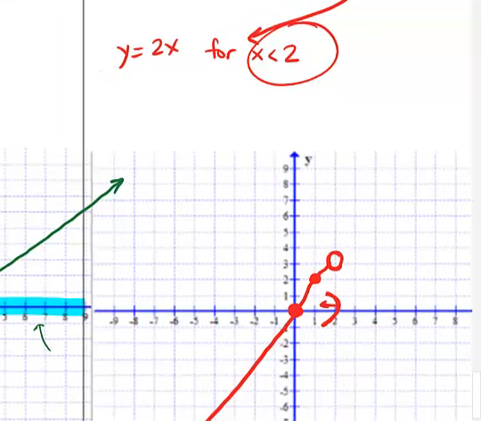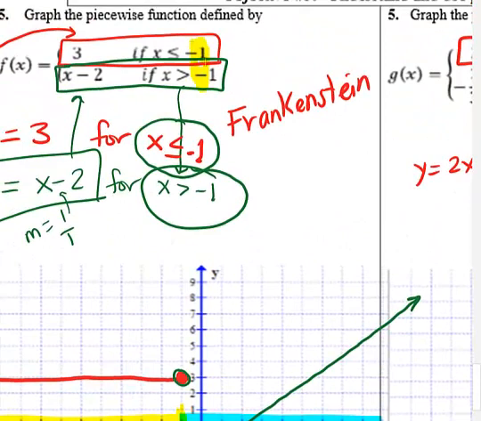Maybe just to help, it's kind of like these numbers here should be the same. This is saying that on one side of -1, it should look like this. On the other side of -1, it should look like that. So it's describing the left and the right.